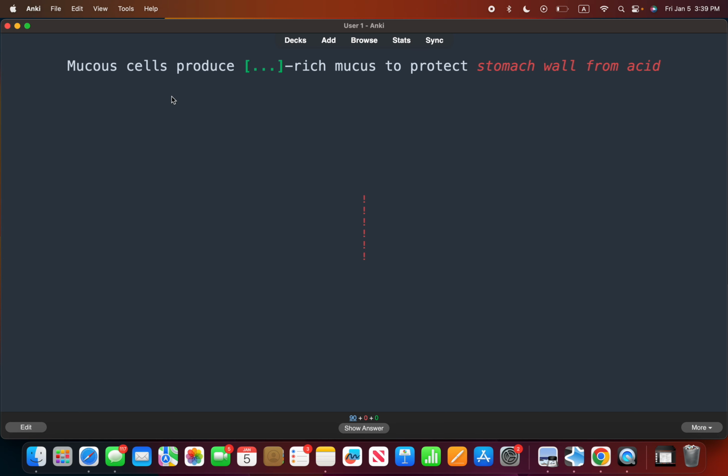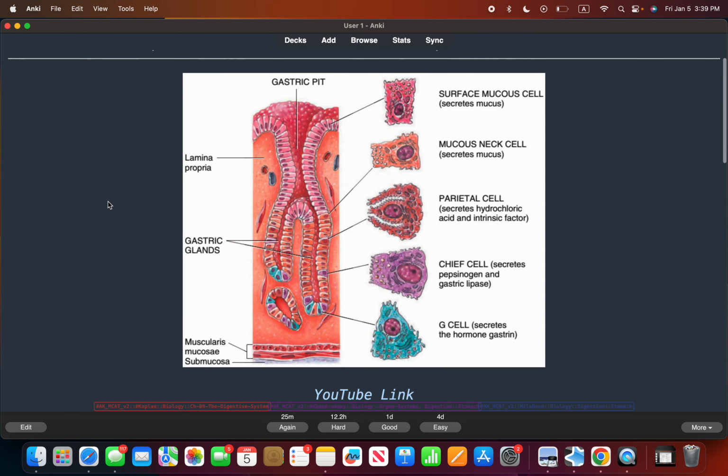Mucous cells produce what? The content is rich in mucus to protect the stomach wall from acid. It is bicarbonate rich, right?